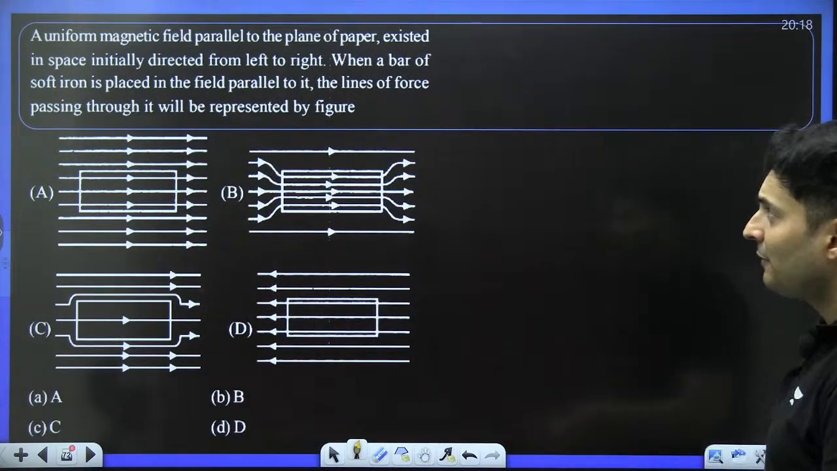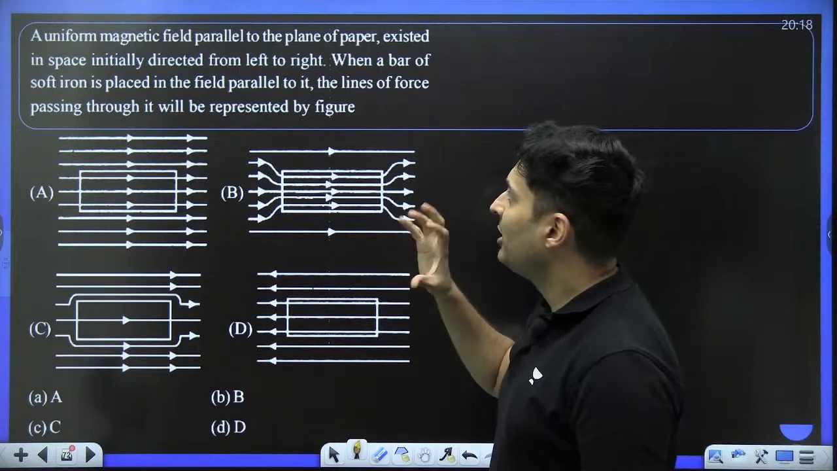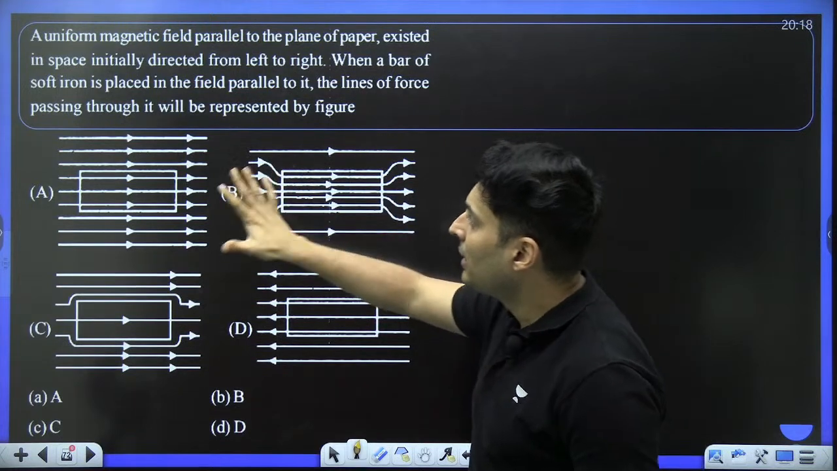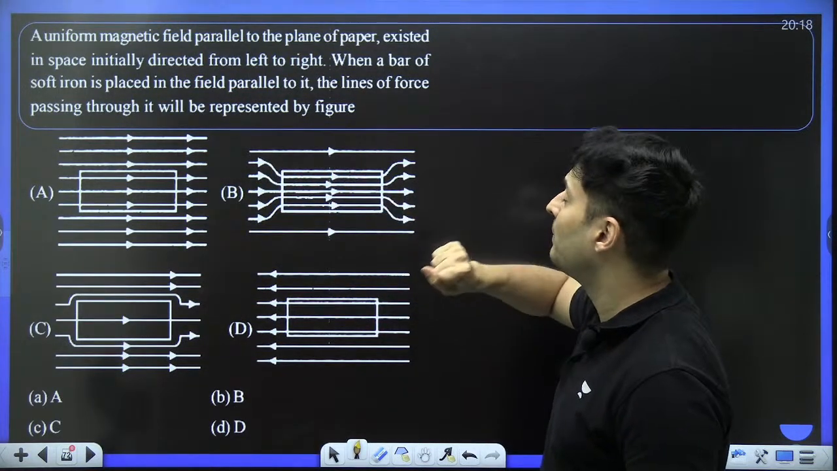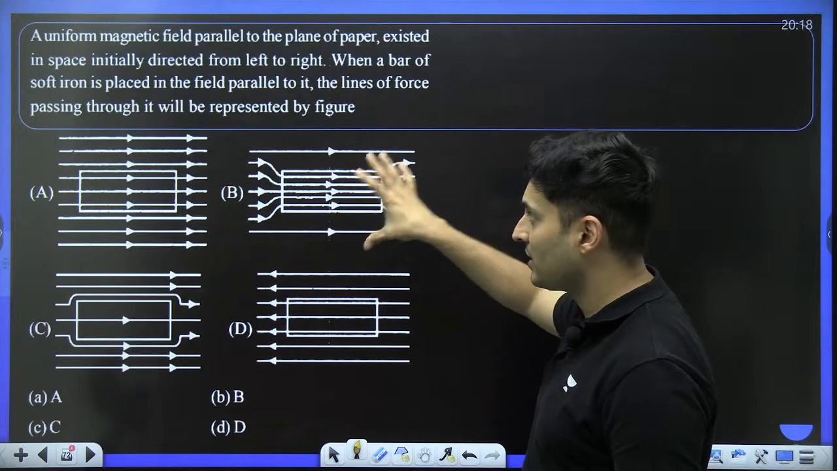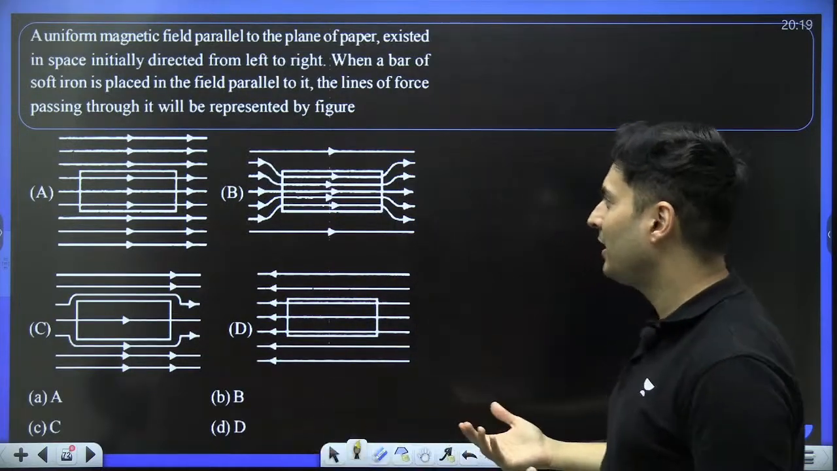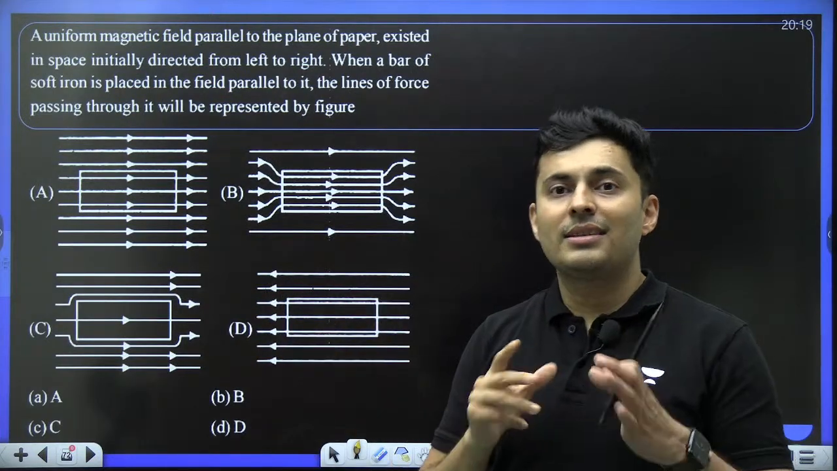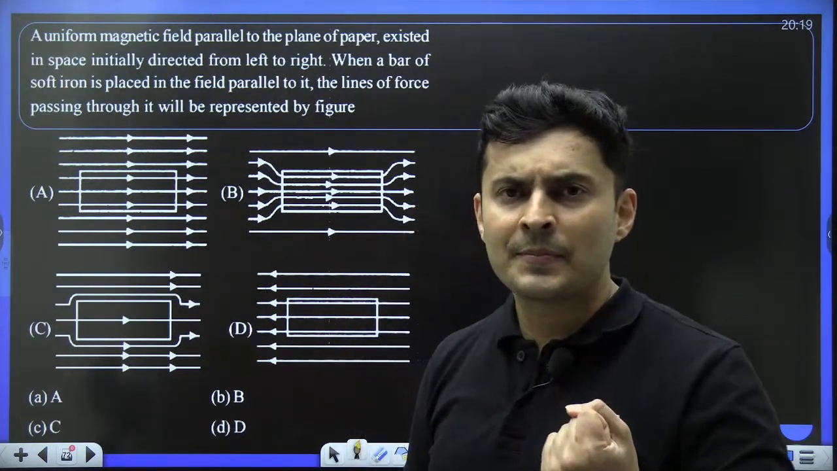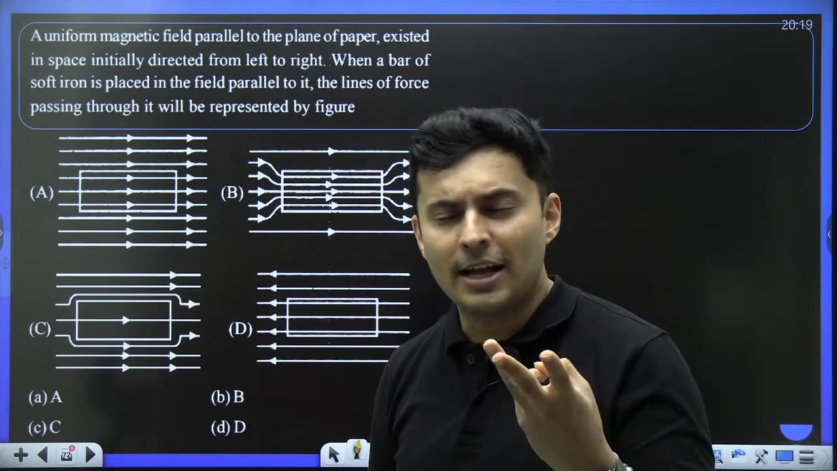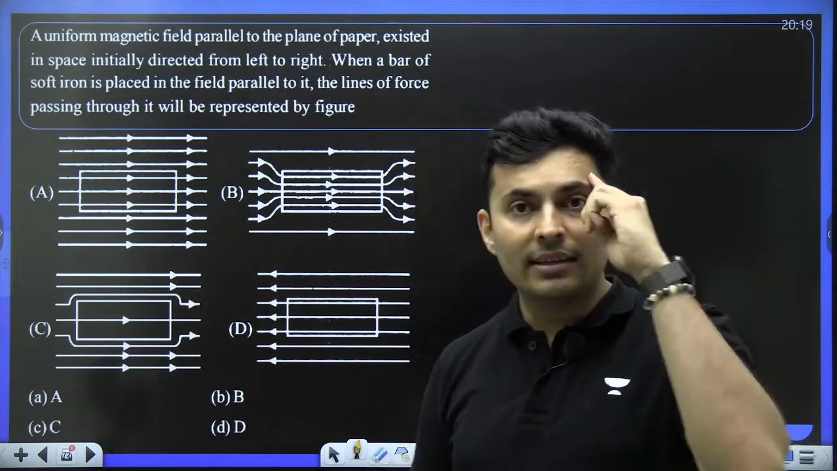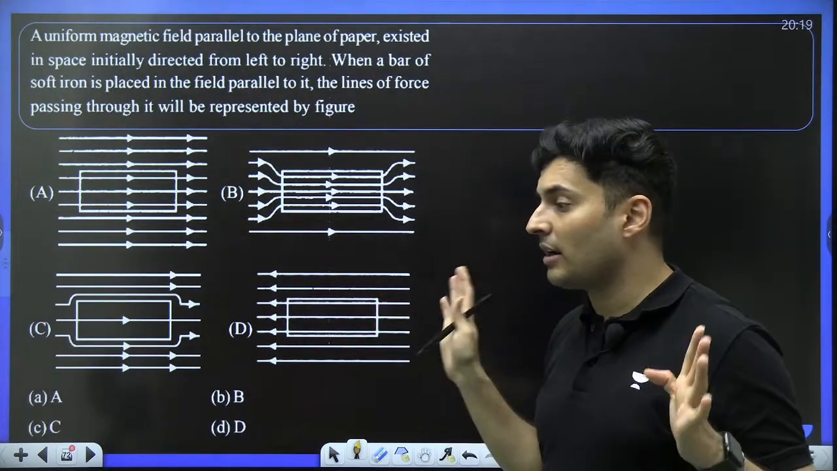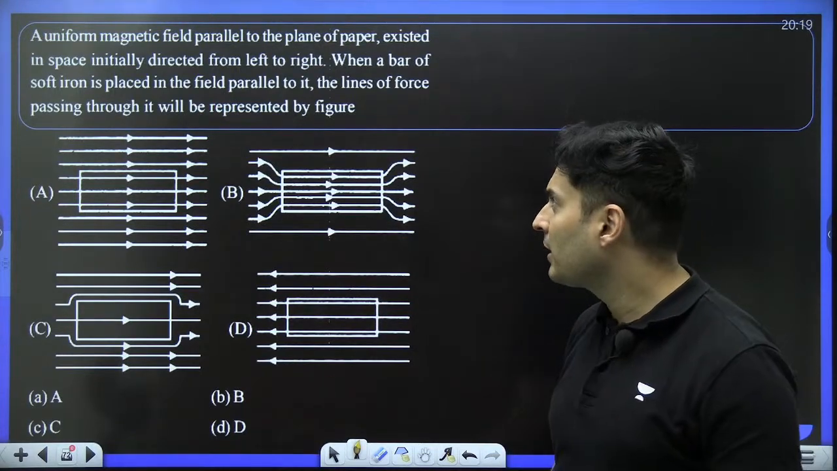Next one. There is a field applied on a paper, initially directed from left to right. When soft iron is placed in the field parallel to it, the magnetic field lines passing through it will be best represented by which diagram? First think whether the soft iron is para, ferro or diamagnetic. Based on that, think whether the field will increase or decrease. Accordingly, you will be able to identify which diagram will be correct.